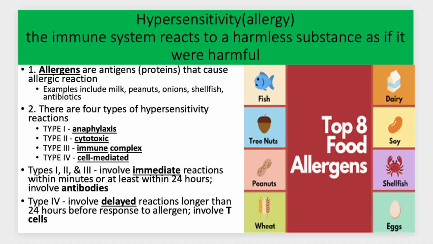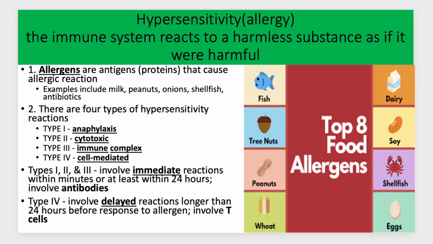So there are four types of hypersensitivity reactions. We have type 1, which is anaphylaxis, type 2, which is cytotoxic, type 3, which is immune complex, type 4, which is cell mediated. So for types 1, 2, and 3, these are going to be immediate reactions. They're within minutes, or up to a day within the day, and those are going to involve antibodies. When you get to type 4, that involves a more delayed reaction, and that's going to involve T cells.